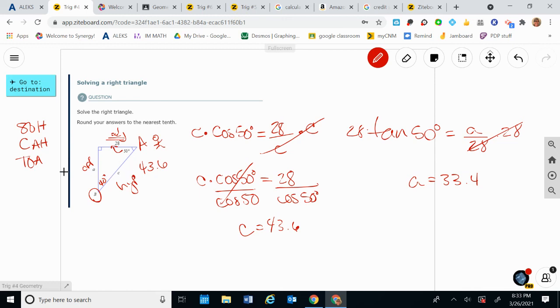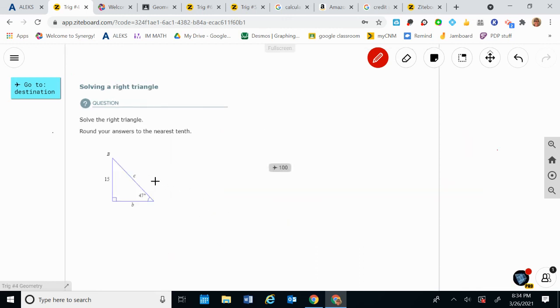Now you've solved the triangle. We have every single side. If you wanted to check it, you could do 28 squared plus 33.4 squared and check to see if that's equal to 43.6 squared, just for the fun of it. All right, let's try another one. I have one more solving triangle.